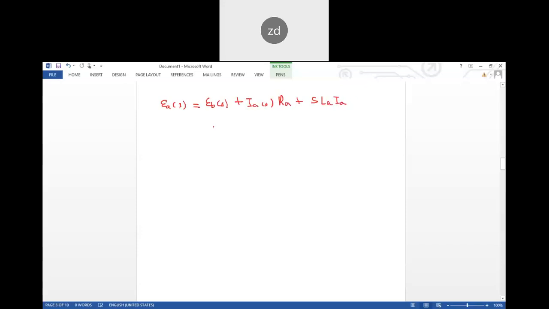That is done. We are done with the equation. So we can write this in terms of IA. IA of S would be equal to EA of S minus EB of S divided by RA plus S LA. So we have this term over here.